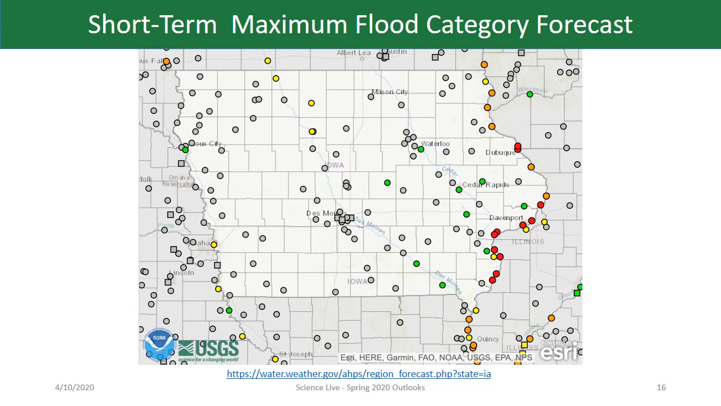Where I will draw your attention is the eastern border, the Mississippi. You see stream gauges from the Minnesota-Iowa border all the way down to Keokuk, orange and red. Now, these indicate that minor and moderate flooding are occurring right now or are likely to occur. So if you actually go to the website, you can click on each of these dots and it will show you at a given location when flooding is expected to occur and what the category of flooding will be in the short term.